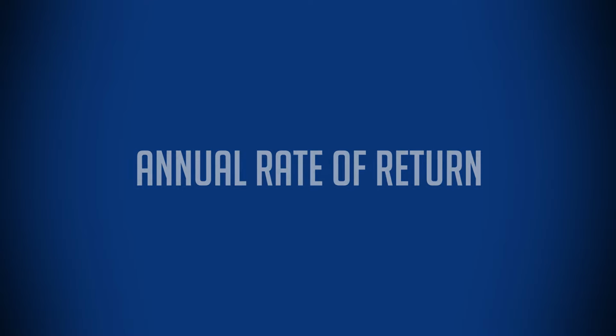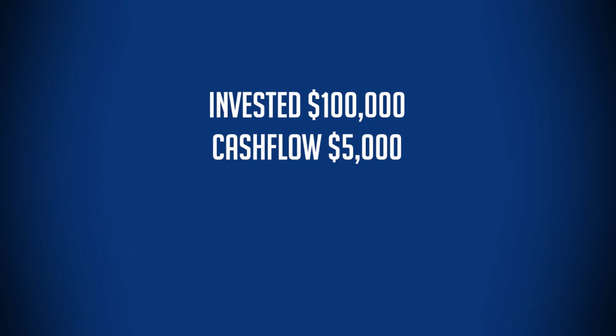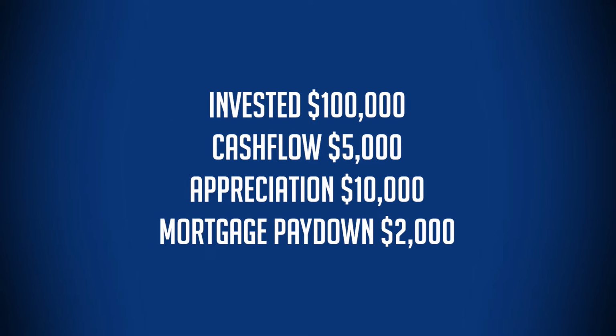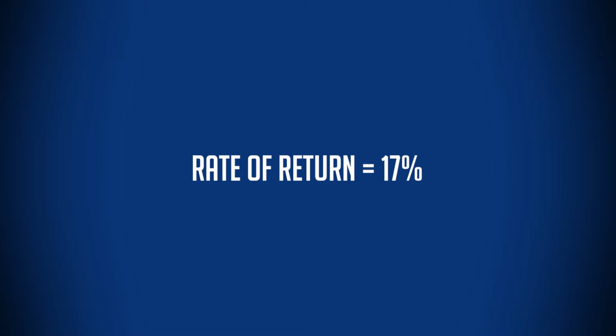Another key metric that we use is called an annual rate of return. If I gave you $100,000 and I got $5,000 in cash flow, $10,000 of appreciation, and maybe $2,000 of mortgage pay down, the actual rate of return that I'm going to get on that asset is closer to 17%, right? Because I have those three things together that give me an annual rate of return.